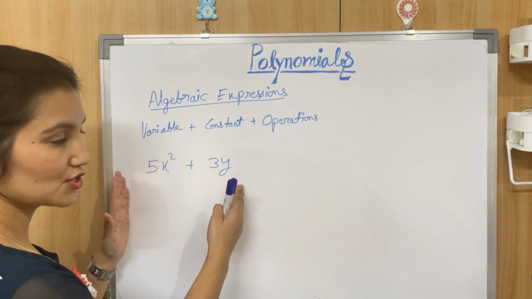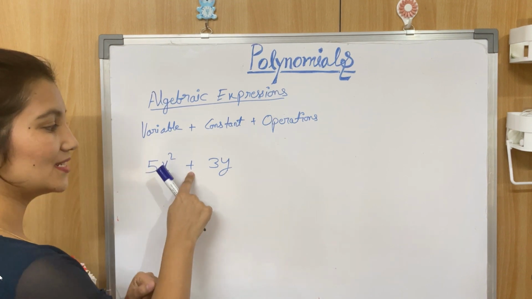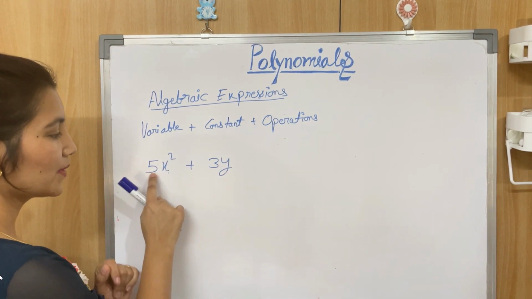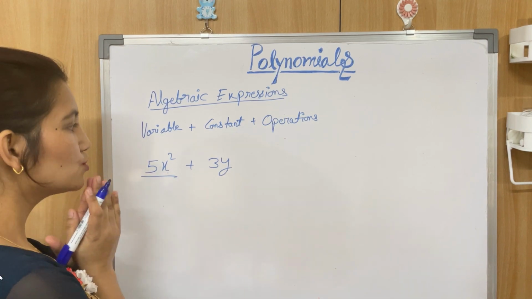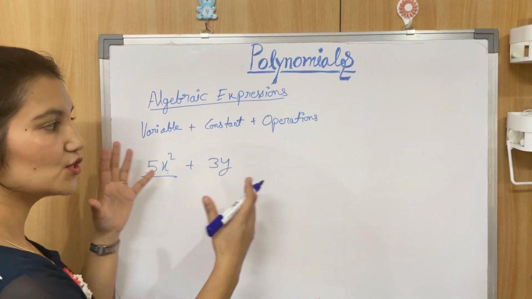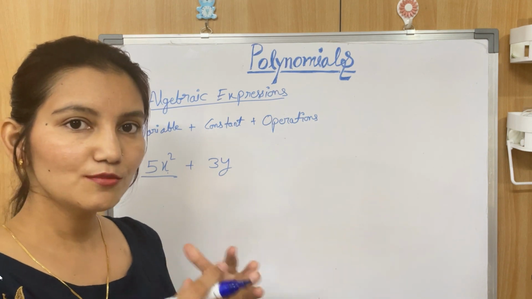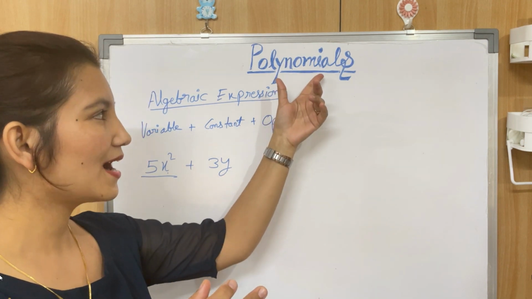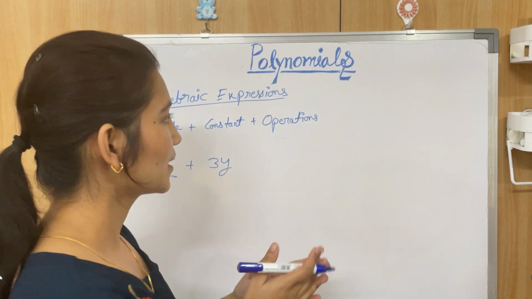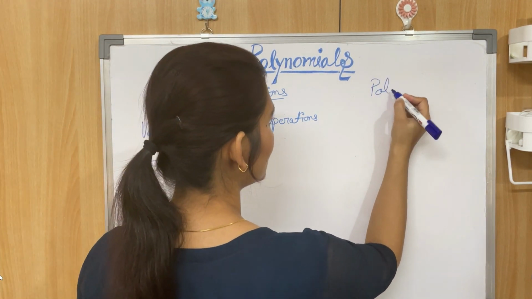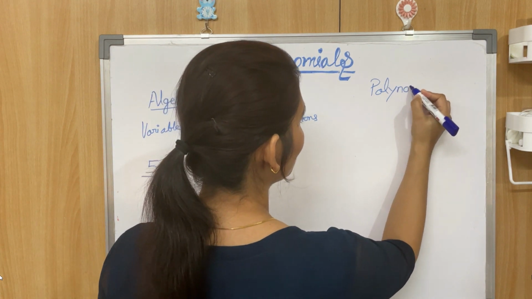But in this expression, we have 2 operations: one is addition and the other is multiplication. Here you see 5x square. In this term, multiplication is used. So an algebraic expression is a combination of all these 3. Now you must be wondering that polynomials also have the same definition. Then what's the difference? So let's talk about polynomials now.